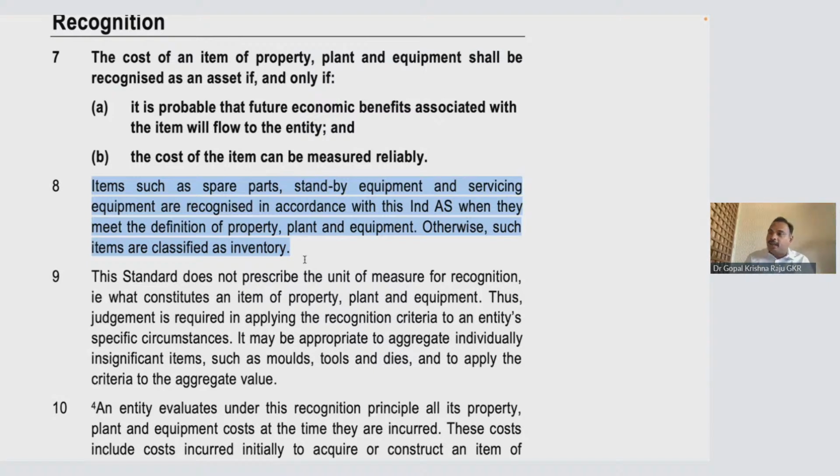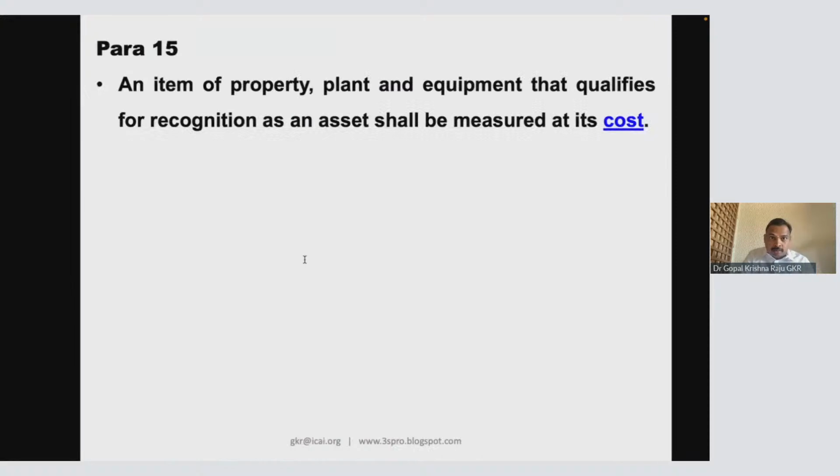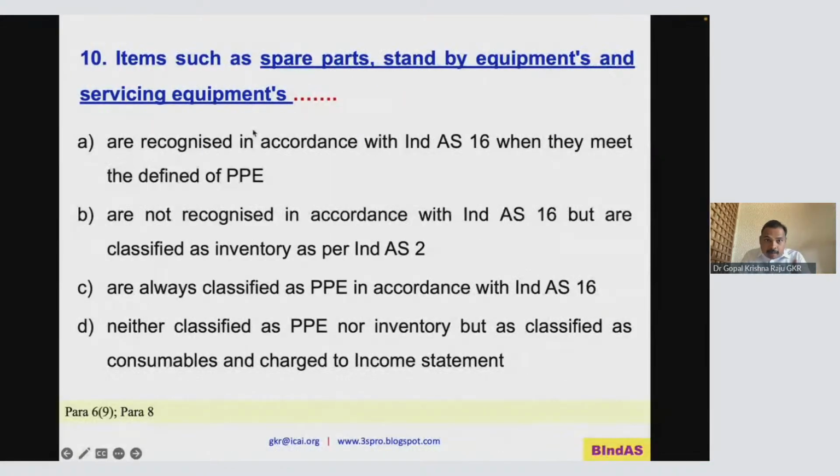That means it will have a future life. There will be benefits derived from it. Cost can be measured reliably. So it's a very, very important question. So spare parts, standby equipment, neither classified as PPE nor inventory, wrong.